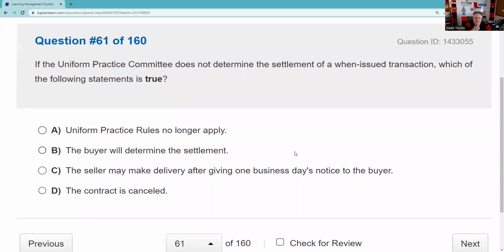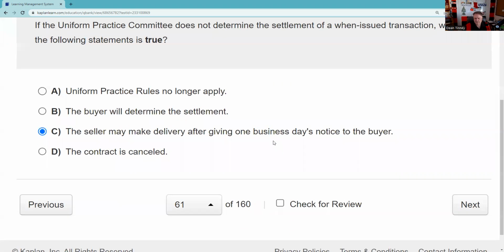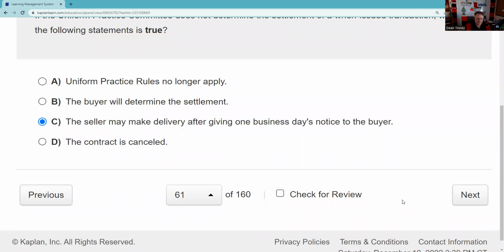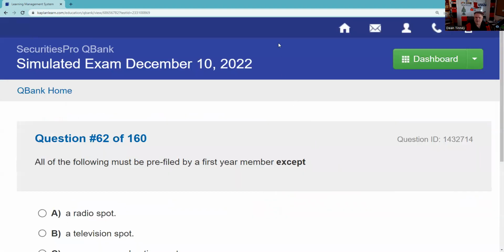If the Uniform Practice Committee does not determine the settlement of a when-issued transaction, which of the following statements is true? So, we're trading a security on a when-issued basis. The seller may make delivery giving 1 business day notice to the buyer. So the seller can do a mark to market, basically, right? So the answer is C. Don't worry too much about the back office minutiae, but it's there. There's a couple of questions on that back office support unit stuff. Question 62.